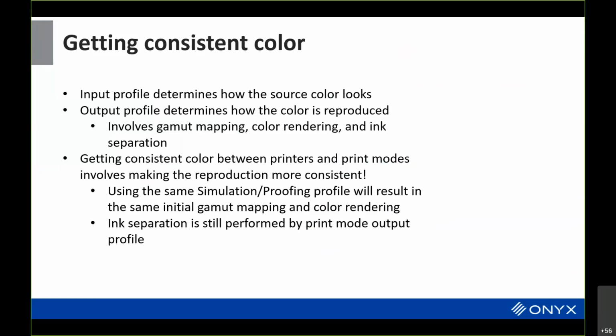And so if we want to get consistent results, we really want to get consistent output. So what we really want is to get consistent color by making the reproduction more consistent. One way of doing this is using the same simulation proofing profile, which will define a single initial gamut mapping and color rendering, and a single color space to actually map to. Now, the final ink separation is being performed by the print mode output profile, but the real key is we're going to go into an intermediate state.